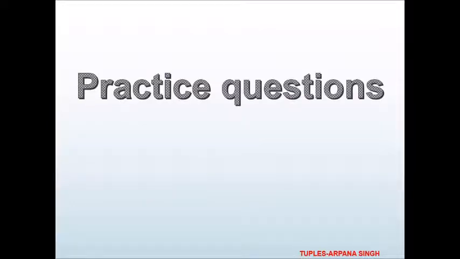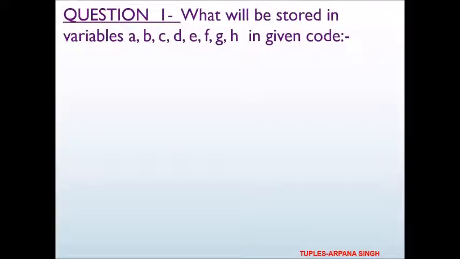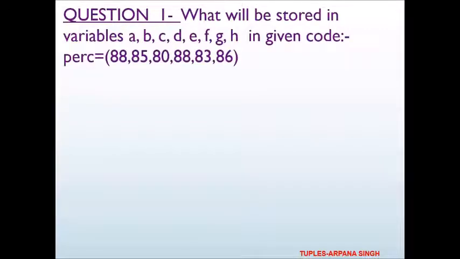Now a few more practice questions, like what will be stored in variables a, b, c, d, e, f, g, h. PERC is this tuple. Now if you write a is equal to PERC[2:2], it means it will be empty, nothing will be stored, because for 2:2 it will take the end minus 1, so 2 to 1, it will not store anything because that range is not possible.